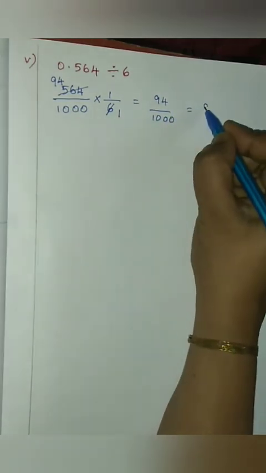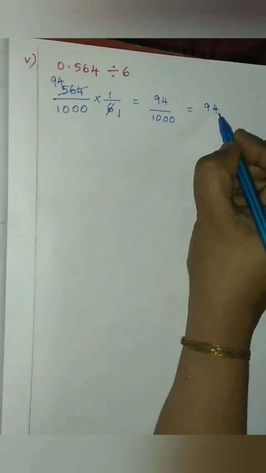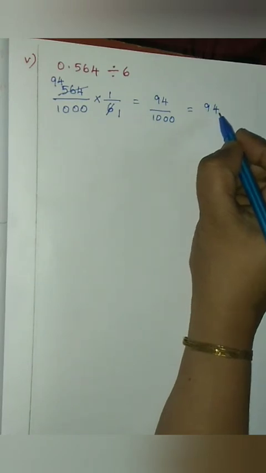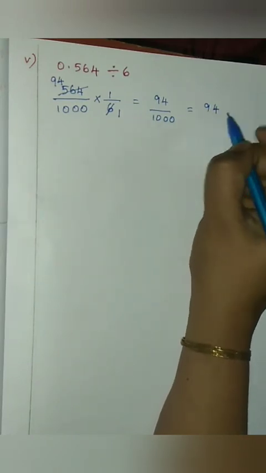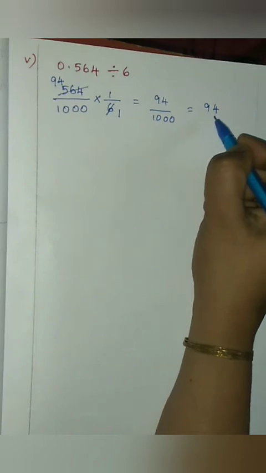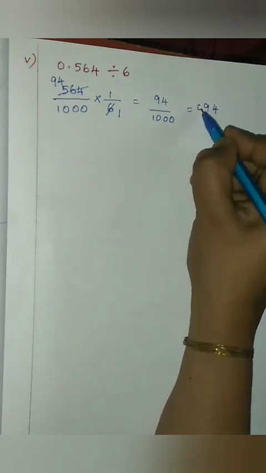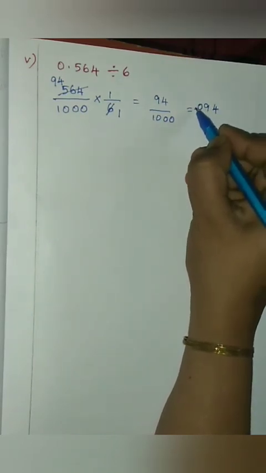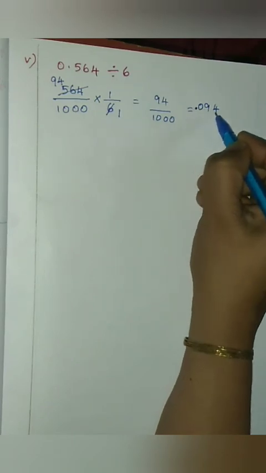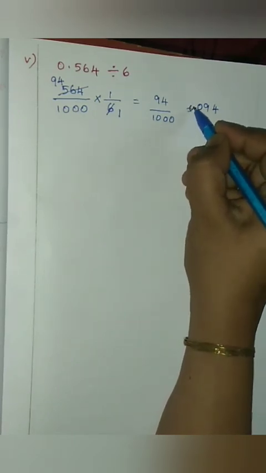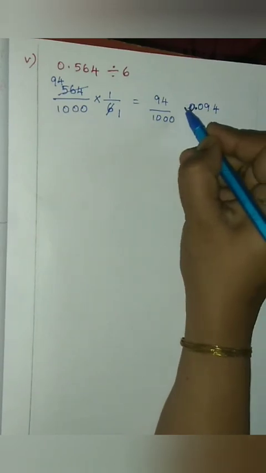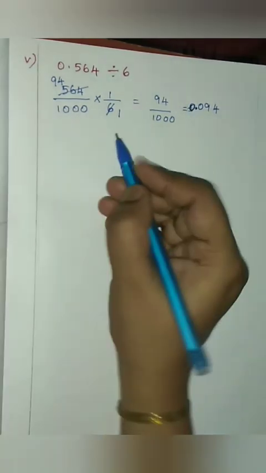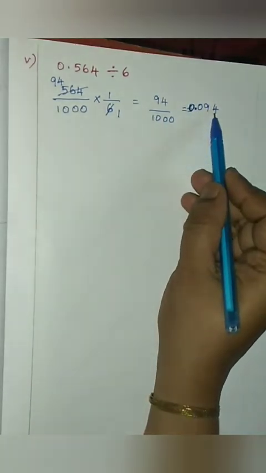Since you have 1000 in the denominator place and 1000 has 3 zeros, first write the numerator. Leave 3 digits from the right and keep the decimal point. But we have only 2 digits, so put a 0 in front of 9 and then keep the decimal point. Now you have 3 decimal places. In front of the decimal point also you write 0. So the answer is 0.094.